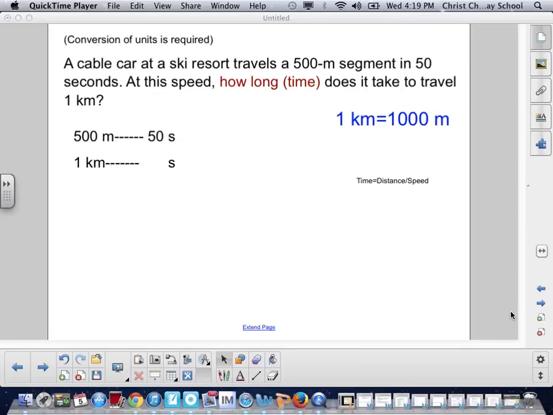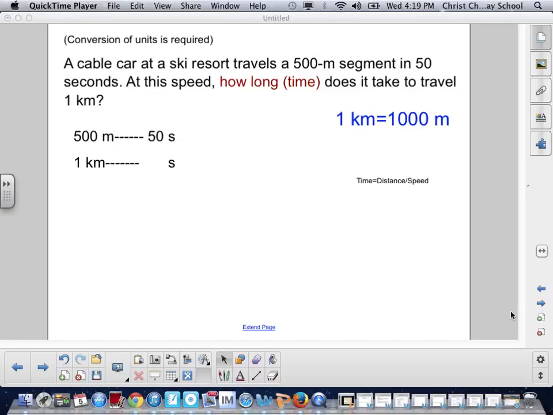Okay, for this next word problem, we're going to solve a speed problem where conversion of units is required. So let's go ahead and read the word problem. Follow along as I read. A cable car at a ski resort travels a 500-meter segment in 50 seconds. At this speed, how long does it take to travel 1 kilometer?